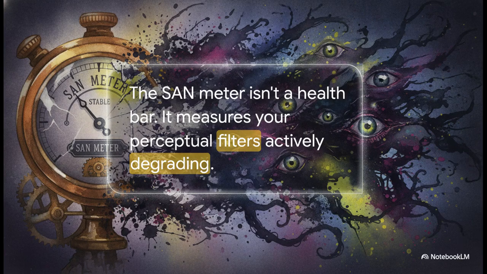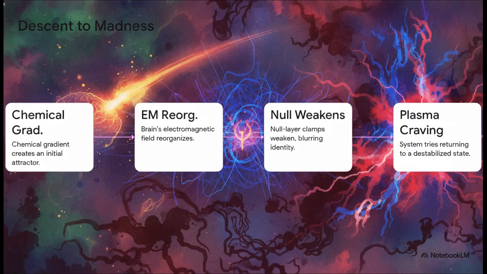If we look at this through the lens of systems physics, that meter is a real-time measurement of Pierce's perceptual filters actively degrading. It is the literal representation of a human mind being forced to process the crushing, absolute insignificance of our existence against a vast, totally uncaring cosmos. And this brilliantly illustrates the actual scientific cascade of a mind descending into madness. Look at how this works.